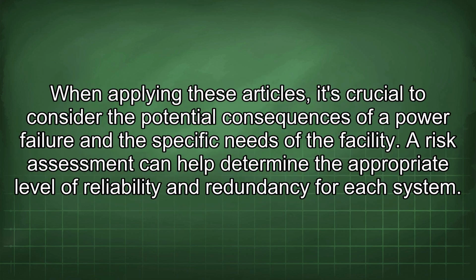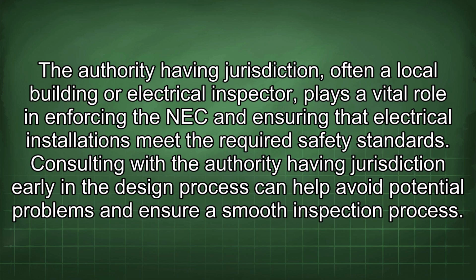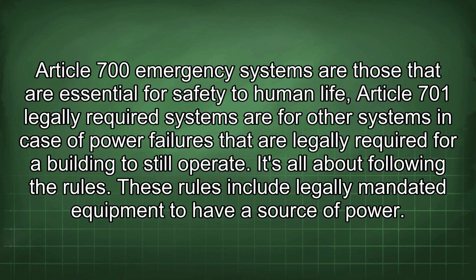When applying these articles, it's crucial to consider the potential consequences of a power failure and the specific needs of the facility. A risk assessment can help determine the appropriate level of reliability and redundancy for each system. The authority having jurisdiction, often a local building or electrical inspector, plays a vital role in enforcing the NEC and ensuring that electrical installations meet the required safety standards. Consulting with the authority having jurisdiction early in the design process can help avoid potential problems and ensure a smooth inspection process. Article 700 emergency systems are those that are essential for safety to human life.